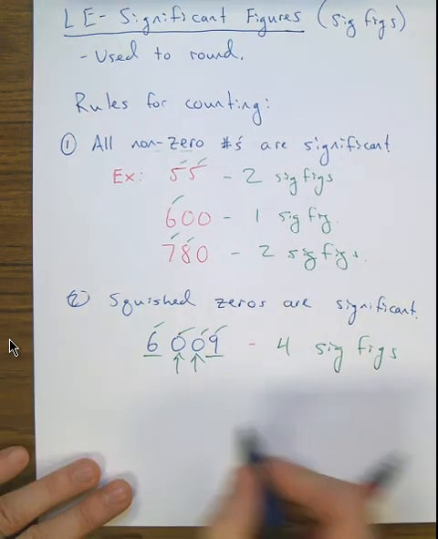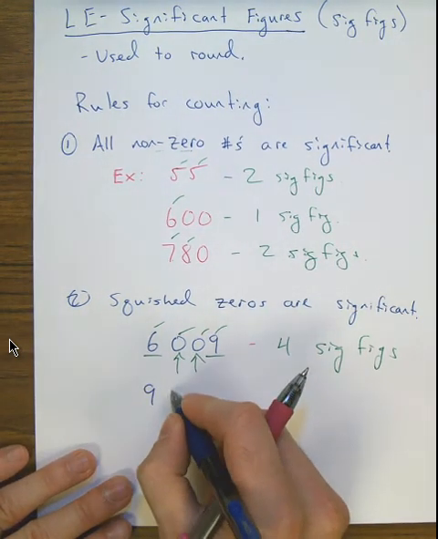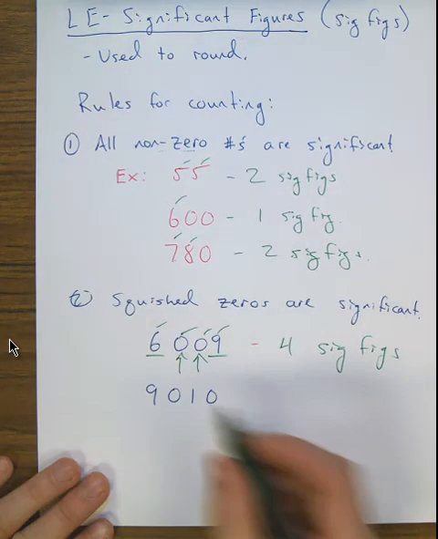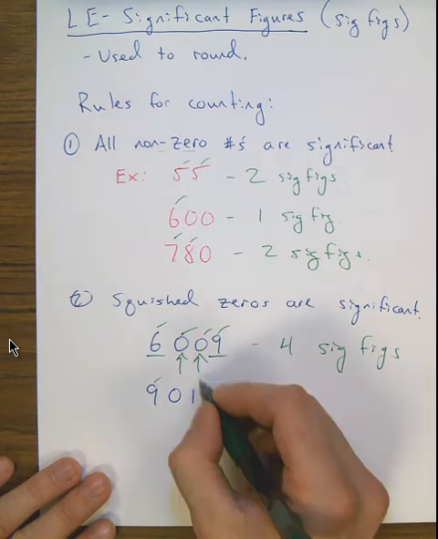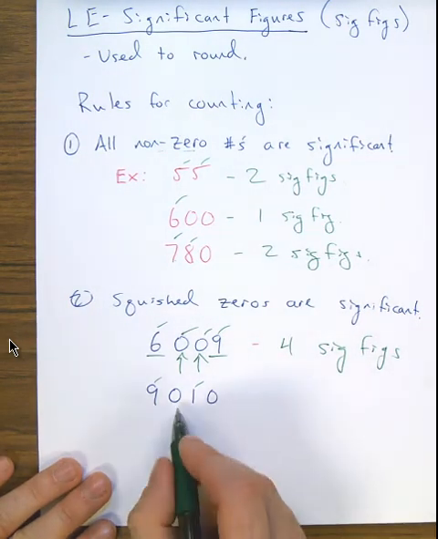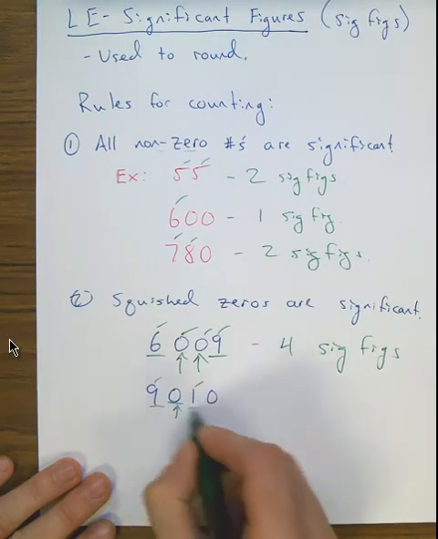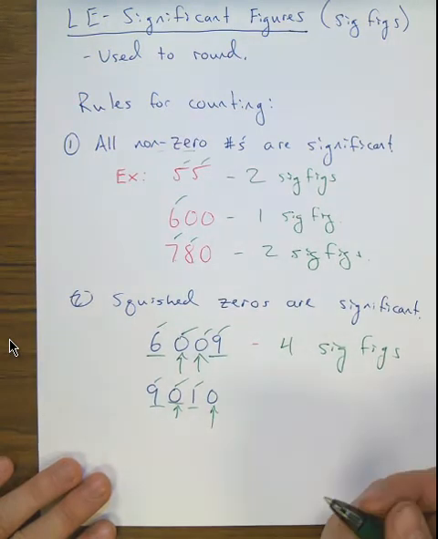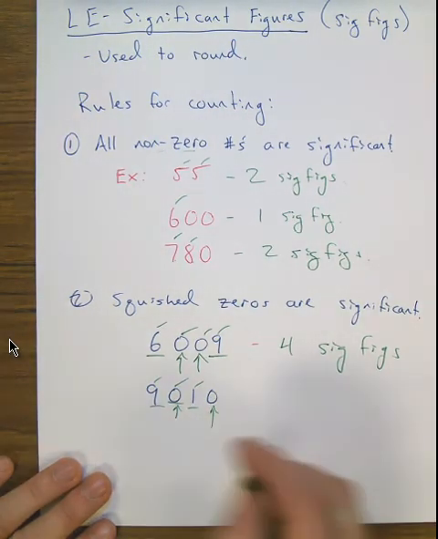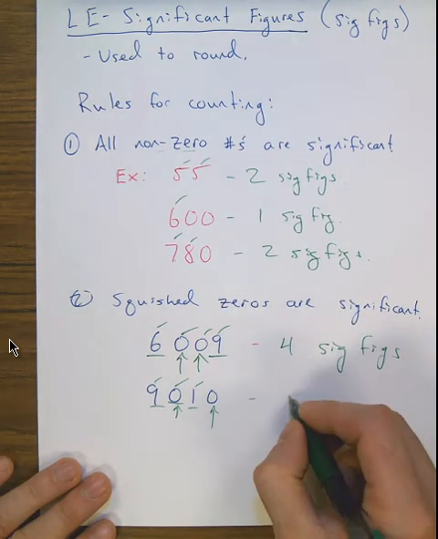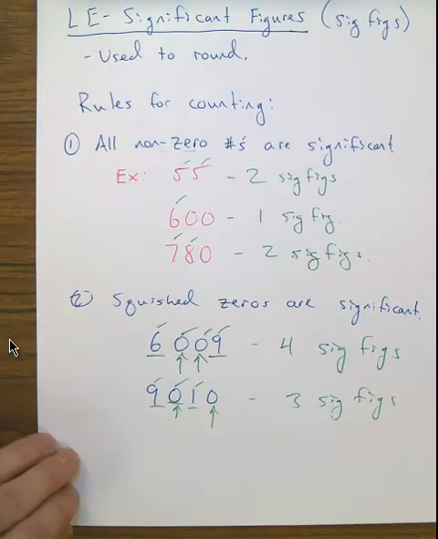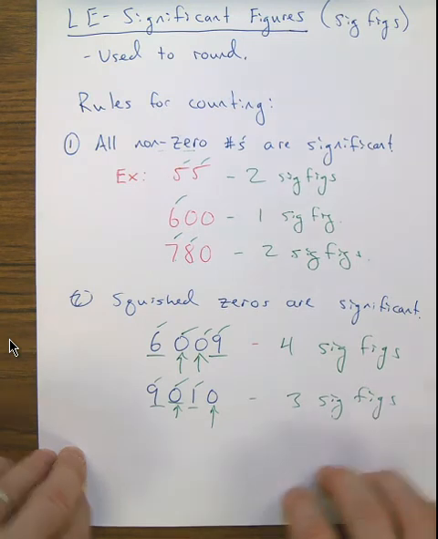I'm going to walk you through one more example of this. Say I have the number 9010. For this number, the 9 is significant because of rule 1, the 1 is significant because of rule 1, and this 0 is in between 2 non-zeros, so it's significant as well. This 0, however, is not squished. It's not in between 2 non-zeros. So the number of significant figures for this problem is 3 sig figs. Now, we're going to look at rule 3. Rule 1 and rule 2 are pretty simple so far.